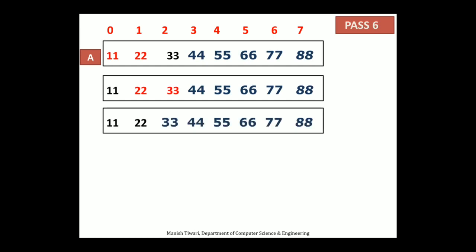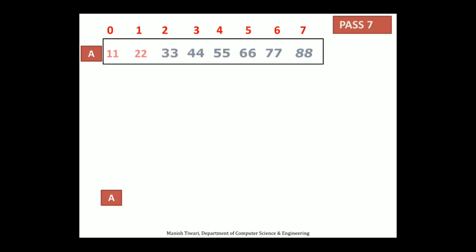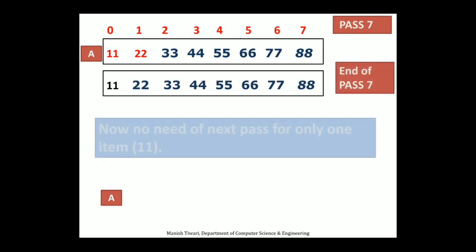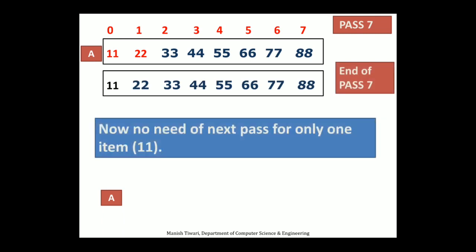33 will be at its right position. Then in the next pass, at pass number 7, there are only two elements left, so we will compare A0 and A1. So A1 will get its position, and now there is only one element left. You can see that for a single element there is no need to do any comparison.